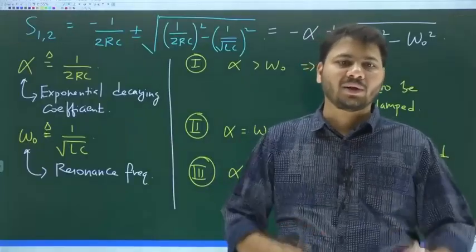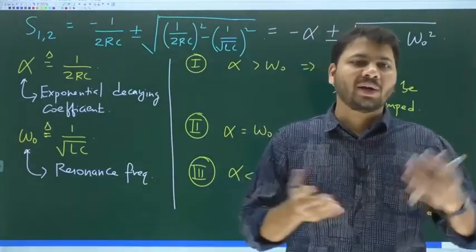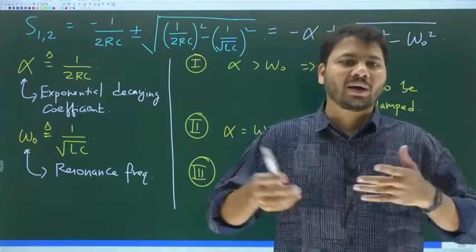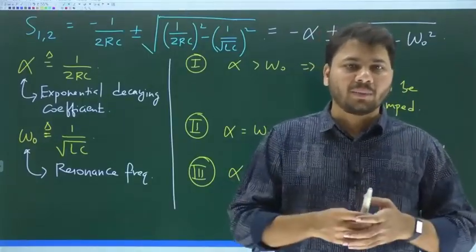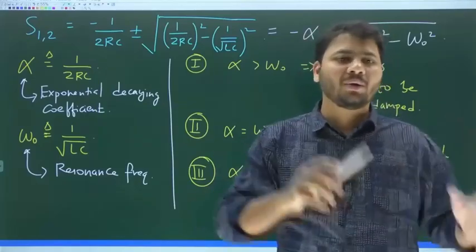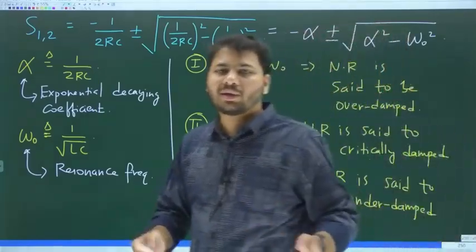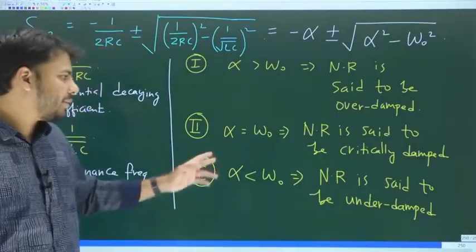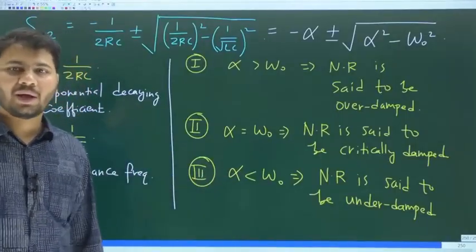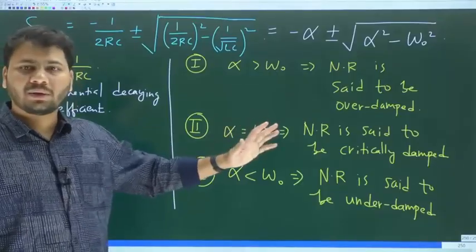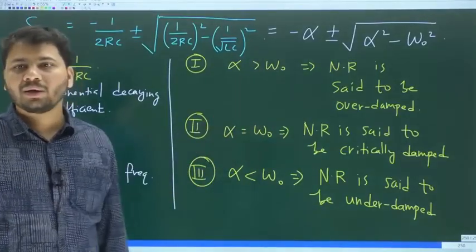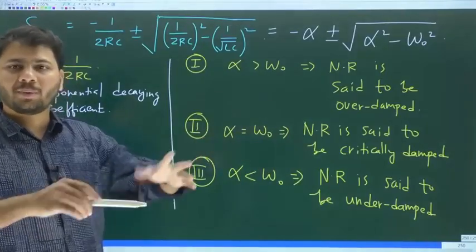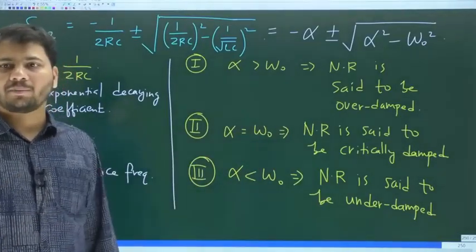So at some point in time, maybe 1 by 2RC will become equal to 1 by root LC. But after some time, due to a change in temperature in the neighborhood, the values of R, L and C will get modified a bit, such that alpha will not be equal to omega naught. In that case, the natural response is not going to be critically damped. So in reality, you will never get a critically damped natural response. Always you will get either overdamped or underdamped. You understood? But critically damped is the boundary between overdamped and underdamped. Okay?